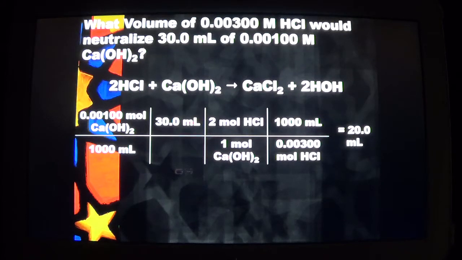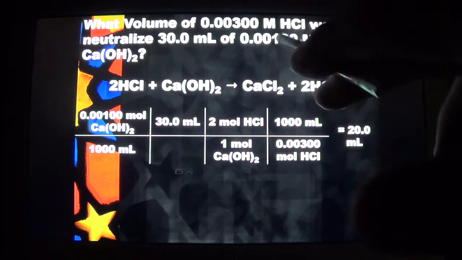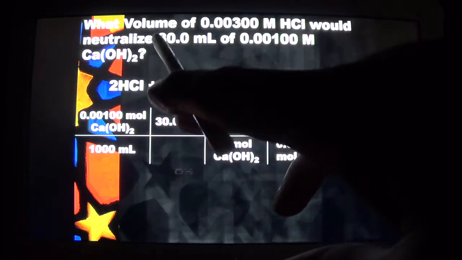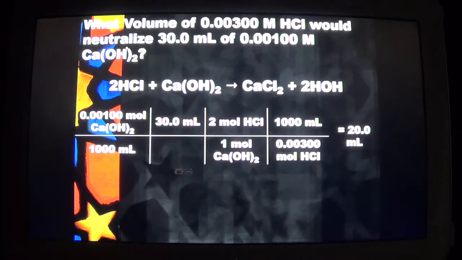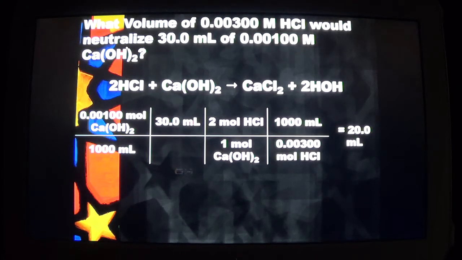With titration, we seek to answer a question more like this. What volume of hydrochloric acid would neutralize this volume of calcium hydroxide? So we're really going to now get into some true titration, that is, using a known acid to find out information about an unknown base, or using a known base to find out information about an unknown acid. That is a true titration that's going on there.